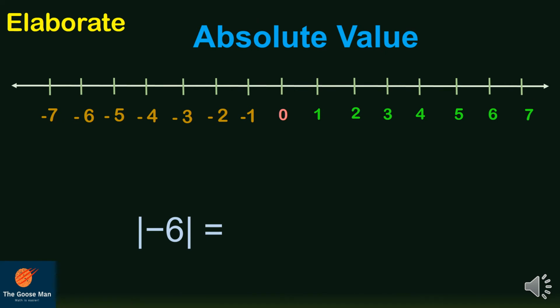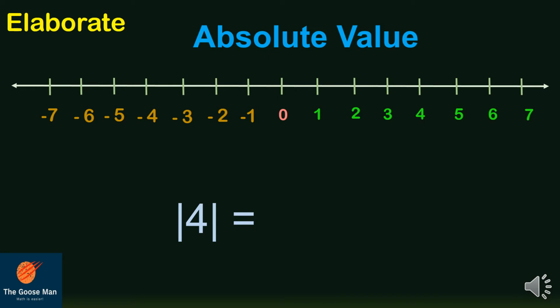Alright, to elaborate further, absolute value of negative 6 using the counting method. Let's count 1, 2, 3, 4, 5, 6. So the absolute value of negative 6 is equal to positive 6.